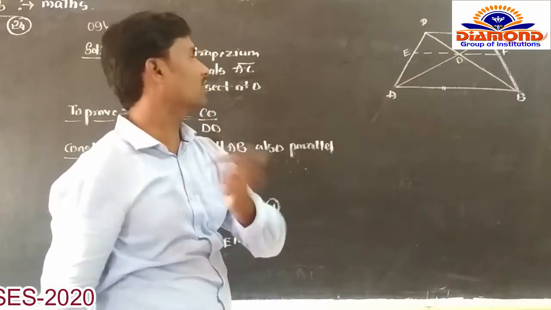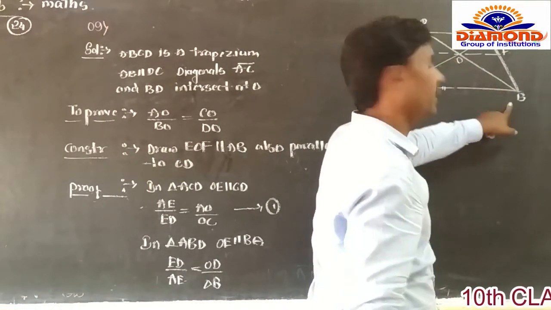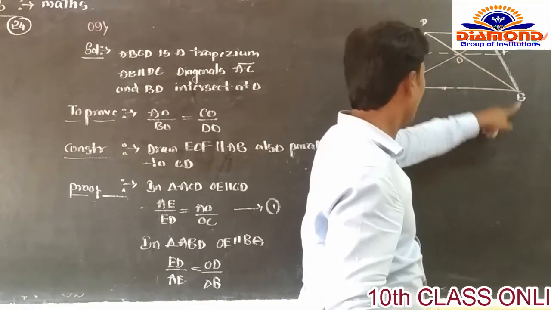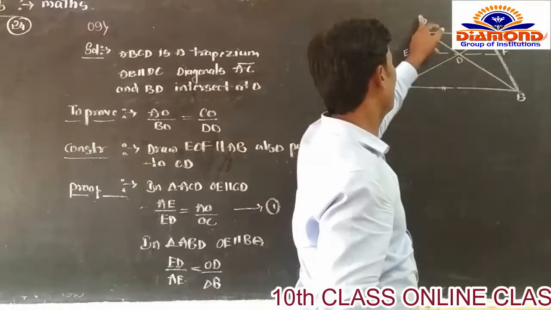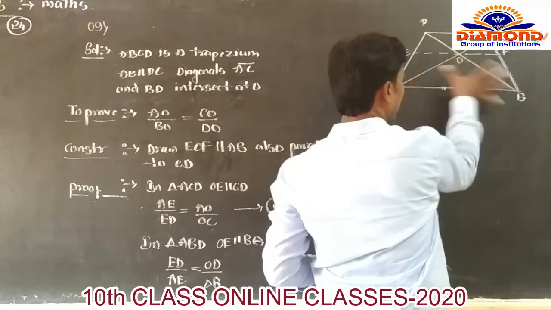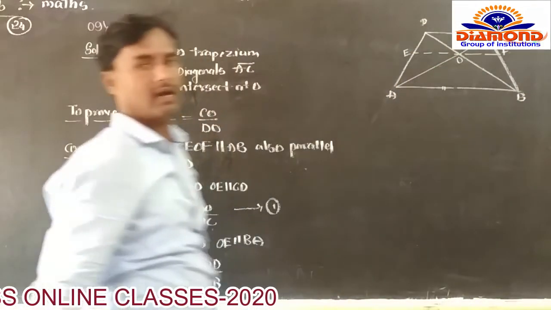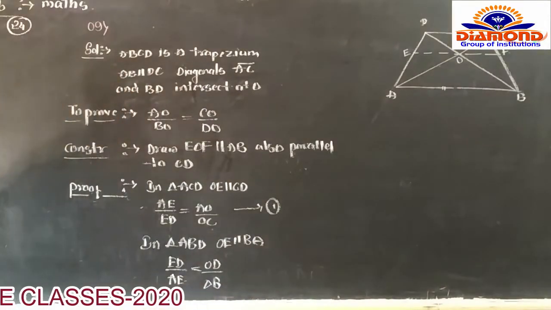Then what is the question here? We have to prove AO by OB and CO by OD, both. AO by OB equals CO by OD, that we have to prove, okay? So now look at it, dear students, what is given?